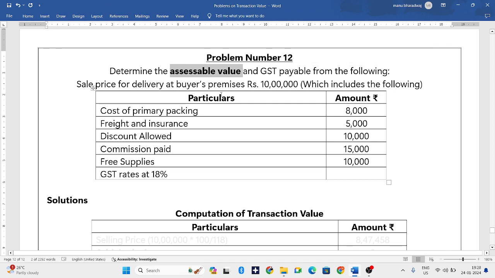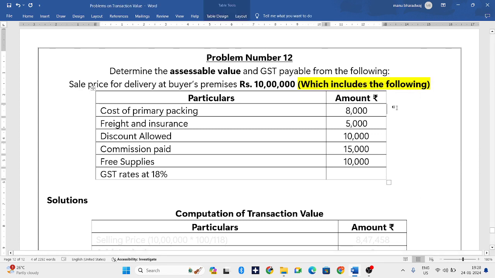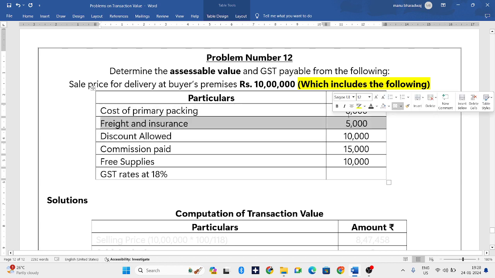Sale price for the delivery at buyer's premises is 10 lakh rupees. So selling price is 10 lakh rupees, which includes the following. This sentence is very, very important. It includes the following components. What are those components? First is cost of primary packing. It is included, so ignore it. Freight and insurance is included, so ignore.